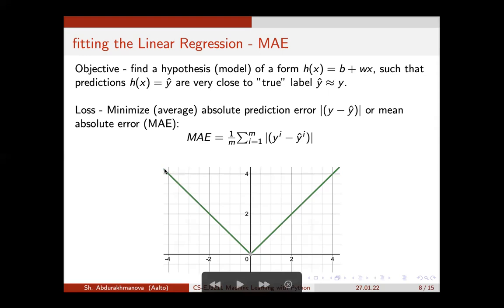And below, there is a graph of a function of this type. The thing that you need to note here is that it's kind of V-shaped, and there is this very weird point here, like a corner point. And these kinds of functions are called non-smooth because they have these sharp corners or angles. And we will discuss later what are the consequences of using this kind of function.